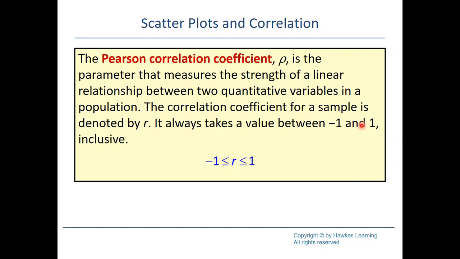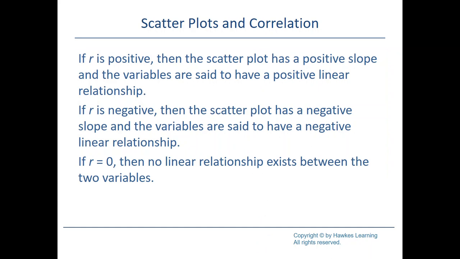And it always takes on values between -1 and 1. It's inclusive, meaning it can actually equal 1 or -1. Now, if R is positive, that means the scatter plot has a positive slope. And if R is negative, that means our scatter plot has a negative slope. Again, we are referring only to the linears right now. If R equals 0, that means there's really no linear relationship between these.